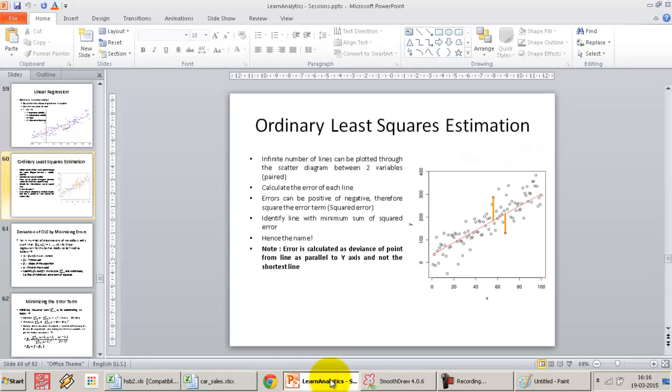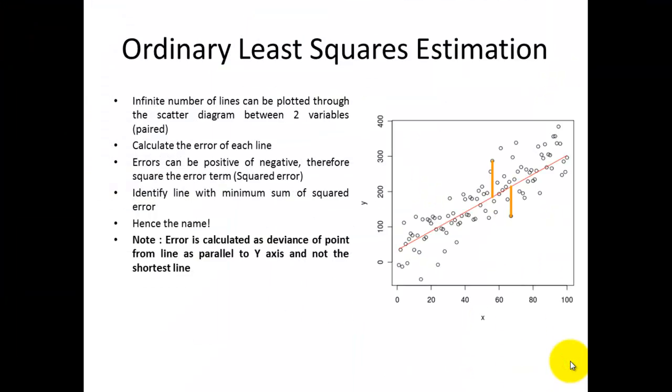So, quick recap. An infinite number of lines can be plotted through the scatter diagram between two variables. So I've got these two variables just like we explained, and we have an infinite number of observations over here. And what we can do now is calculate the error of each line separately. So I calculate the sum of squared error for each hypothetical line.